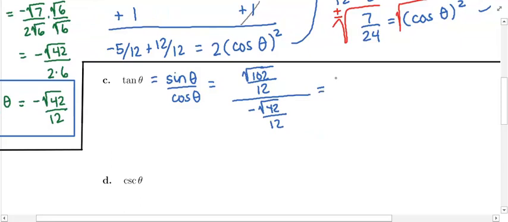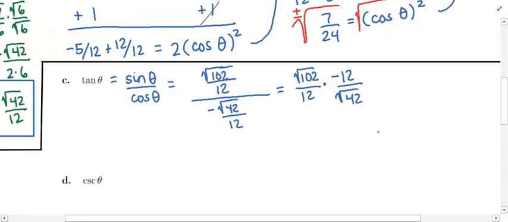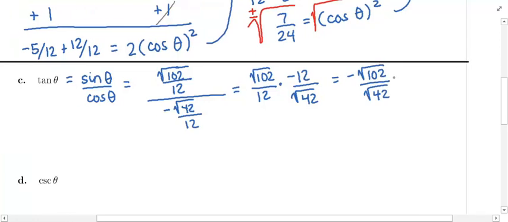So let's divide our fractions. Leave the top fraction alone, change the division to multiplication, flip the bottom fraction. All right, so the 12s cancel out, and we get negative square root of 102 over the square root of 42. We should rationalize our denominator here, so I'm going to multiply top and bottom by the square root of 42.